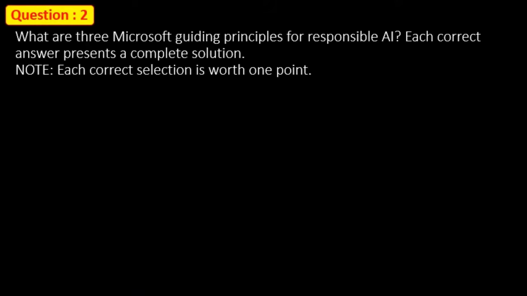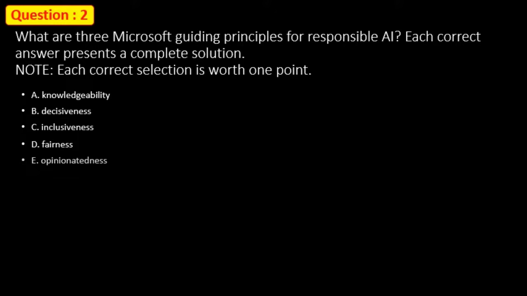Question 2. What are 3 Microsoft guiding principles for responsible AI? Each correct answer presents a complete solution. Note: each correct selection is worth 1 point. Options are as below. A. Knowledgeability. B. Decisiveness. C. Inclusiveness. D. Fairness. E. Opinionatedness. F. Reliability and safety.